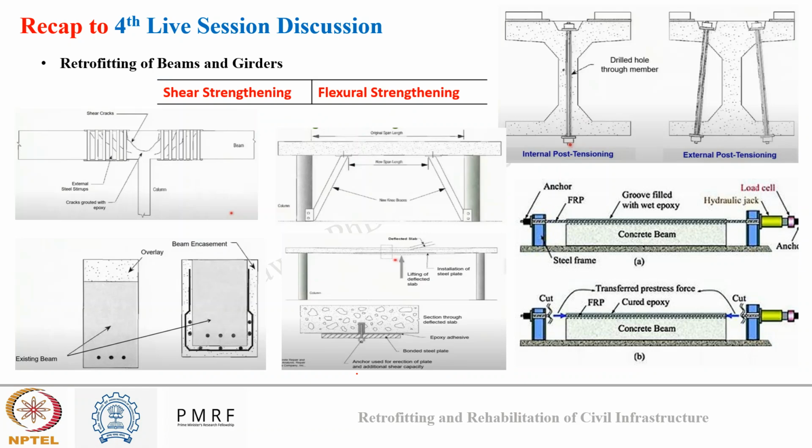Now, for different concrete members, we discussed different ways to repair. For beams and girders, based on the need for either shear or flexural strengthening, we discussed techniques like internal and external post tensioning, providing additional steel reinforcement, section enlargement, concrete overlay, externally bonded steel plates, near surface mounting, and span shortening. So these were different ways that we discussed for retrofitting of beams and girders.